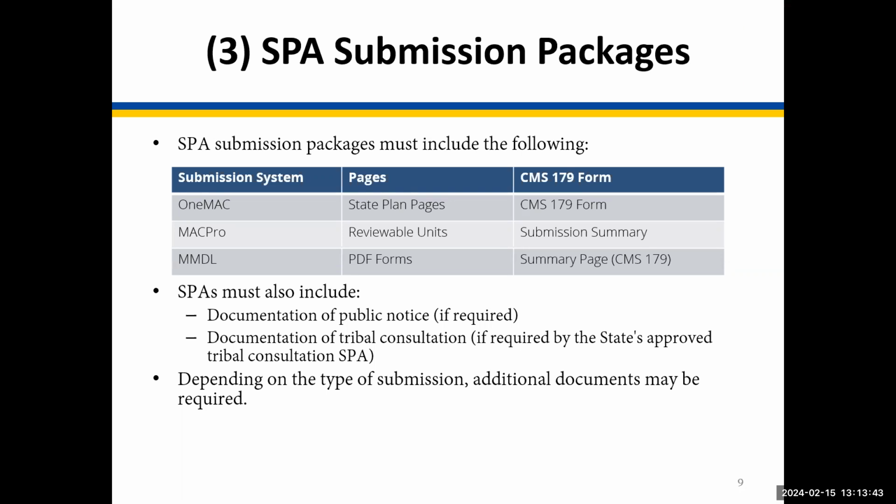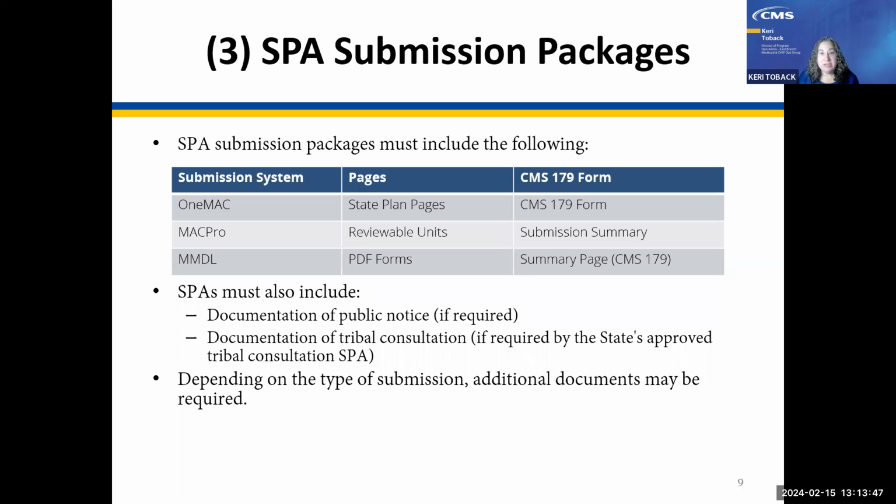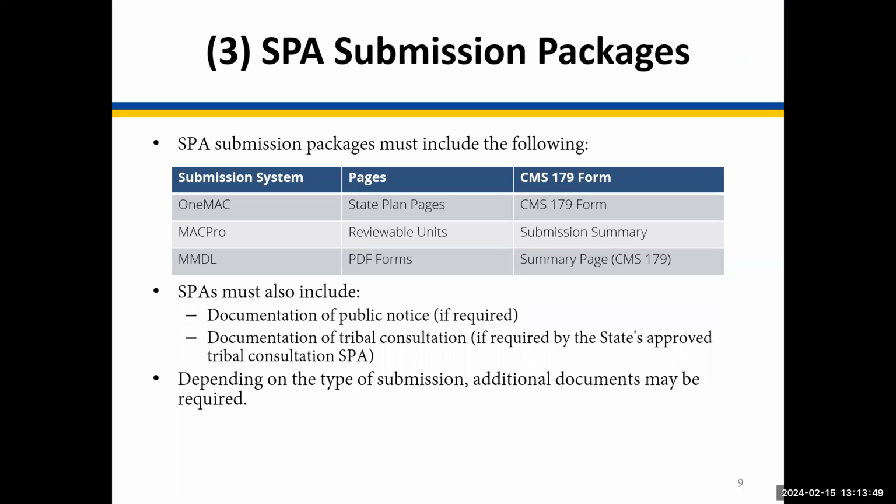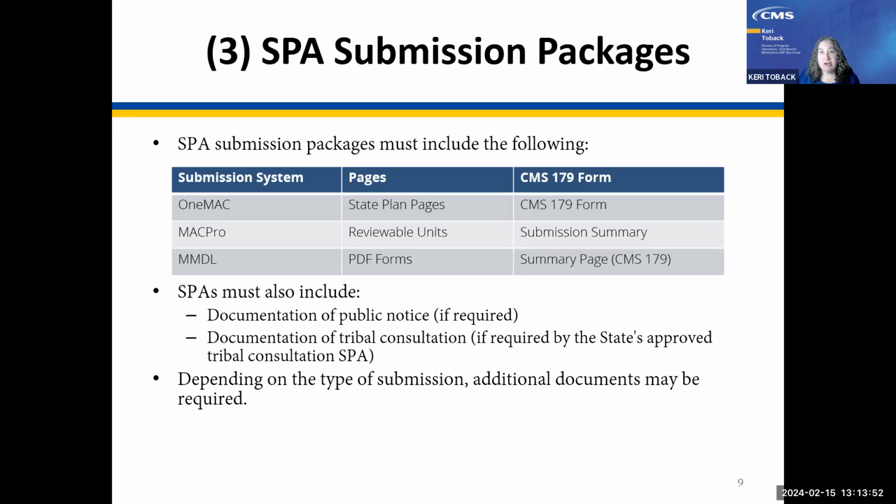First, in MMDL, the summary submission form serves as the CMS 179, and the SPA pages are in PDF form. They can be located in the ABP and cost-sharing MMDL modules under PDF forms. These documents are then loaded into MMDL as a new SPA. In MACPro, you'll find these submission package pieces in the Submission Summary Reviewable Unit, or RU, built within the system, and additional RUs for the SPA pages. All the documents for a MACPro SPA are housed within the system.